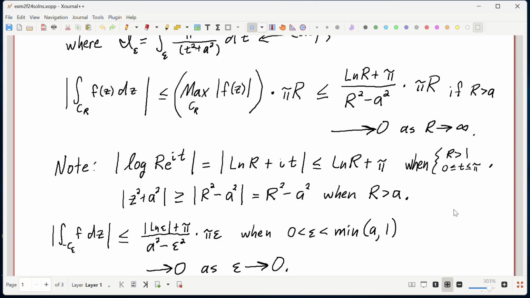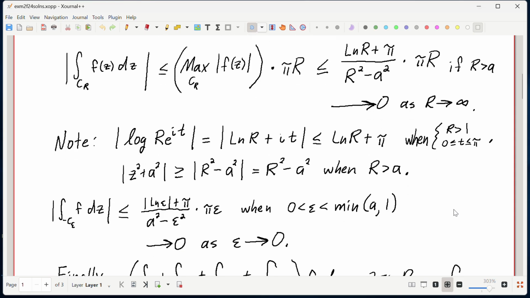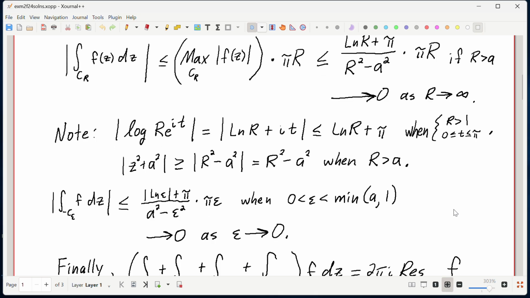And for the denominator, I have to use a denominator estimate. I need z squared plus a squared to be greater than or equal to something. When you use the denominator estimate and realize that when r is bigger than a, that modulus would be at least r squared minus a squared. Okay? We've done those a million times, and that gives you something that goes to 0. You can use L'Hopital's rule to show that goes to 0. I wasn't very picky about how you showed that went to 0. I was picky about getting a correct, proper estimate there.